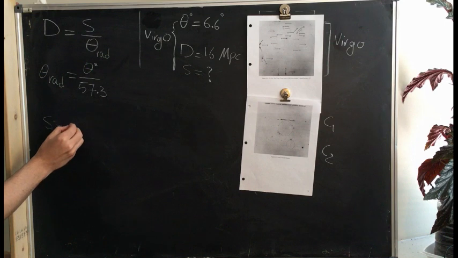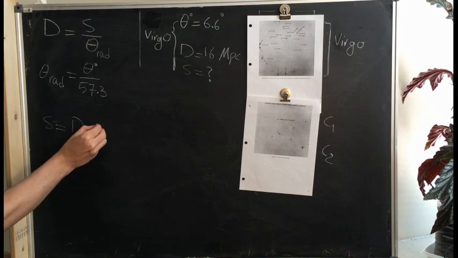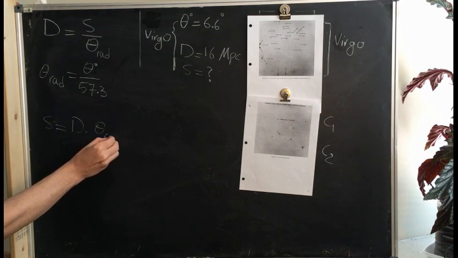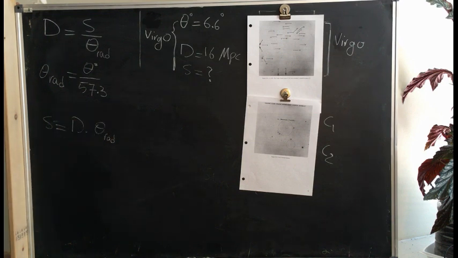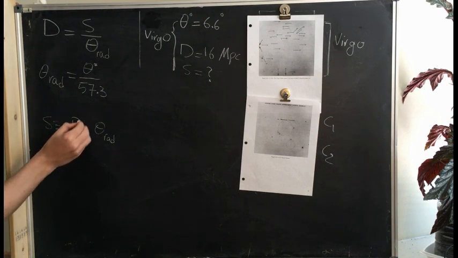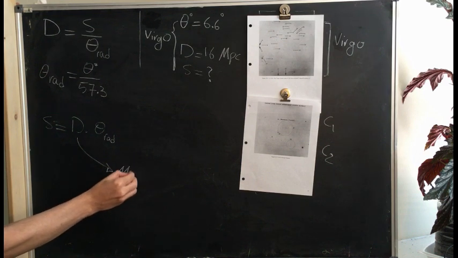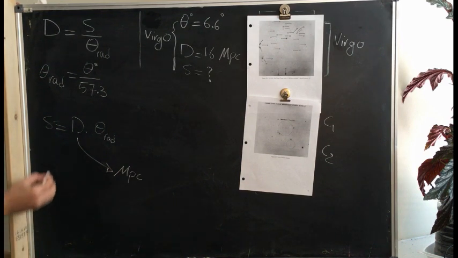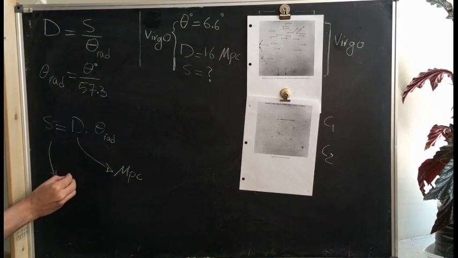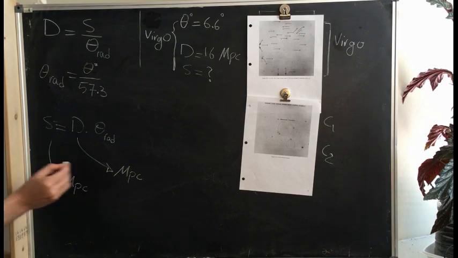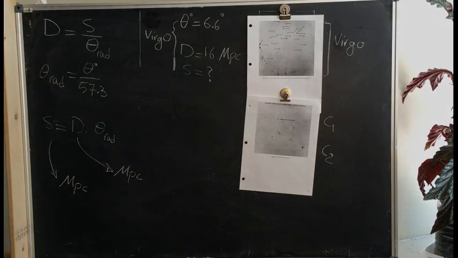For true size, we have to play with this formula a little bit, but it's distance multiplied by theta in radian. It's just two numbers. Theta in radian is here, and distance is given. Distance is in megaparsec, and we don't have any unit for radian, so true size in megaparsec. You don't need to convert anything.